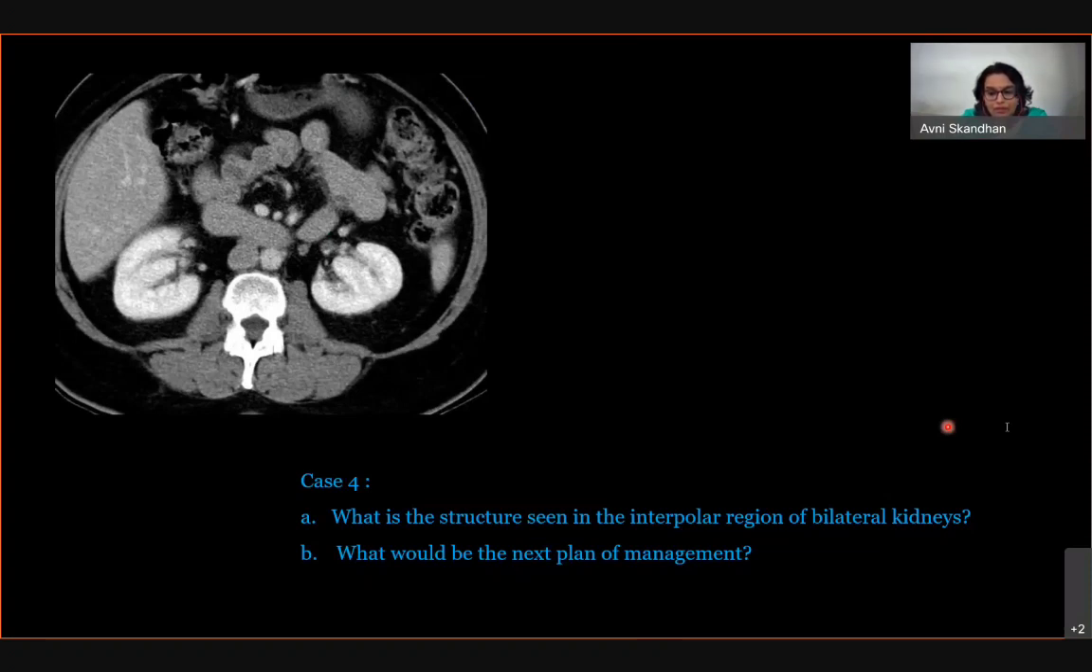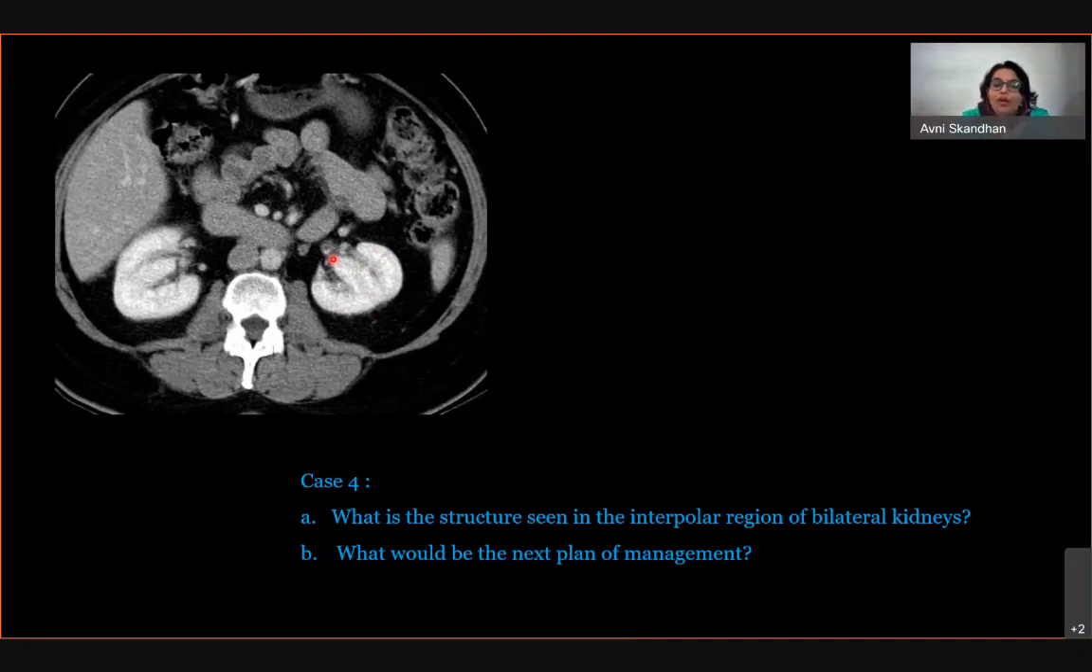Yes. Most of you have said it's column of Bertin. Very good. It's not a dromedary hump. How do we say for sure it is column of Bertin? Because it is exactly like the cortex. On the contrast enhanced images, everything, it's going to look exactly like the cortex. And when you look at it on the ultrasound, you will see the vessels will be going through them. It's not going to be displacing them because it is something that is part of the normal kidney. So it is just a normal variant. You don't need a follow-up.